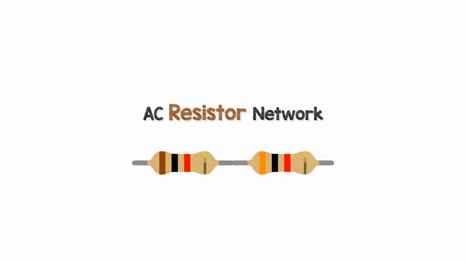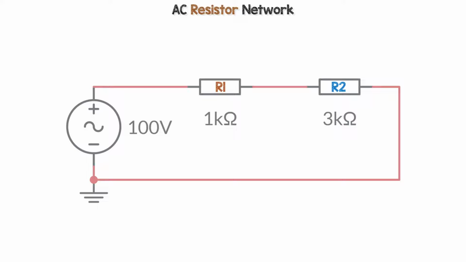AC resistor network. For a brief comparison, we'll quickly look at an AC circuit made up of just ohmic resistance from two resistors R1 and R2. They make up the circuit impedance Z as it's an AC supply. We have a 100 volt sinusoidal supply voltage Vs and two voltage drops called VR1 and VR2. In a series circuit there's just one current which we'll call I.